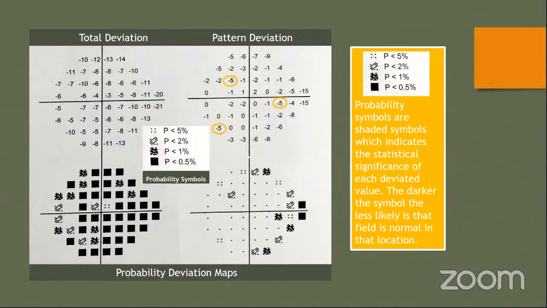These depressions on the pattern deviation map have different values or different levels of significance depending upon their location. As we can see here, a depression of -5 decibels has different probability symbols depending upon its location, whether it is closer to fixation or away from fixation.